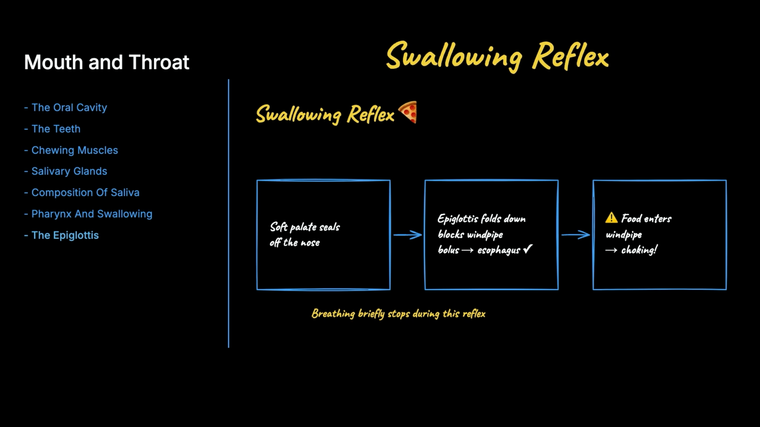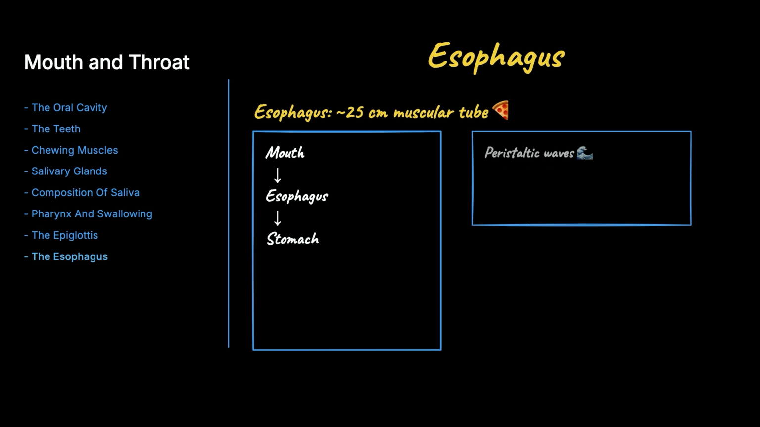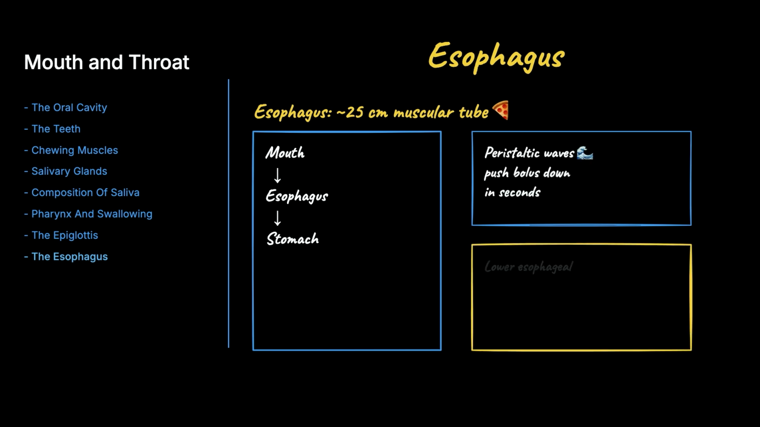And from there, the bolus enters the esophagus, a muscular tube about 25 centimeters long that simply delivers food to the stomach, doing no digesting. Peristaltic waves push the bolus down in seconds, so effective you could swallow upside down. At the bottom, the lower esophageal sphincter relaxes to let it into the stomach.